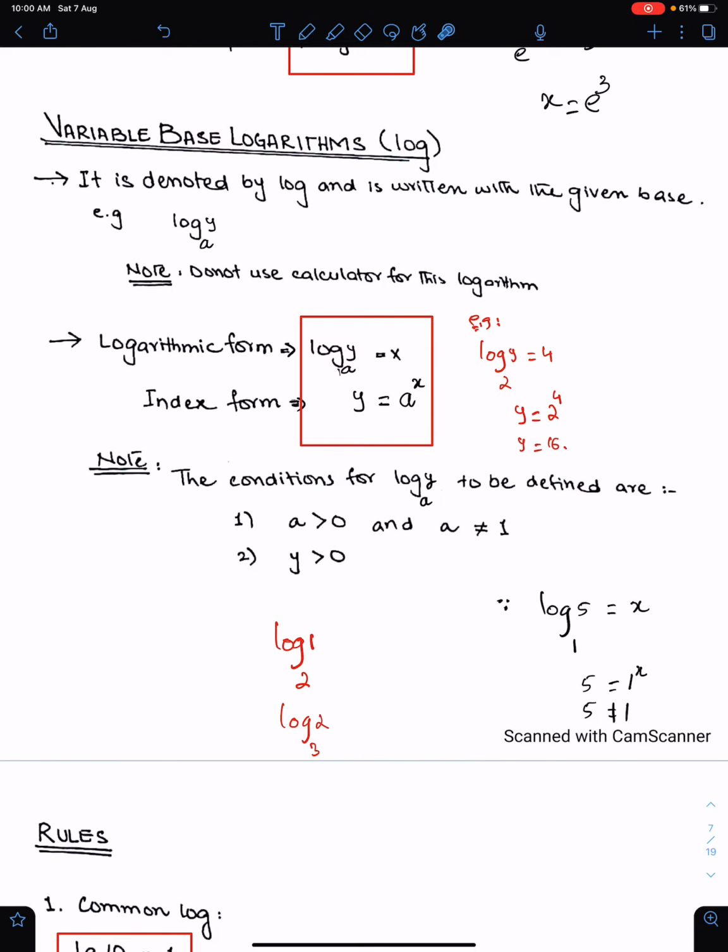For example, if we have this log base 2 of y equals 4. So we can write this as y is here and 2 to the power 4. So the answer is 16.